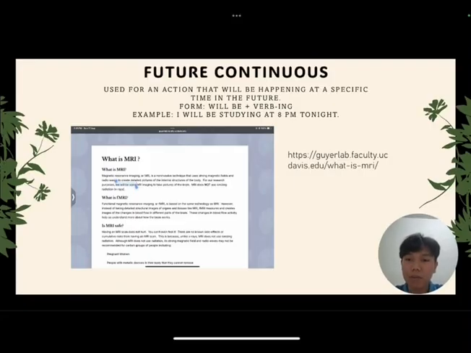The example I picked from a Gaia article is, we will be using MRI imaging to take pictures of the brain.